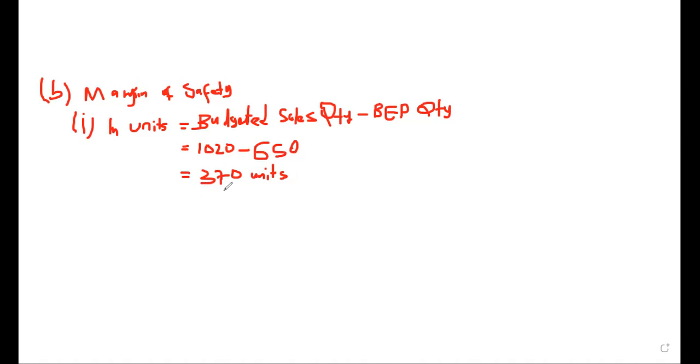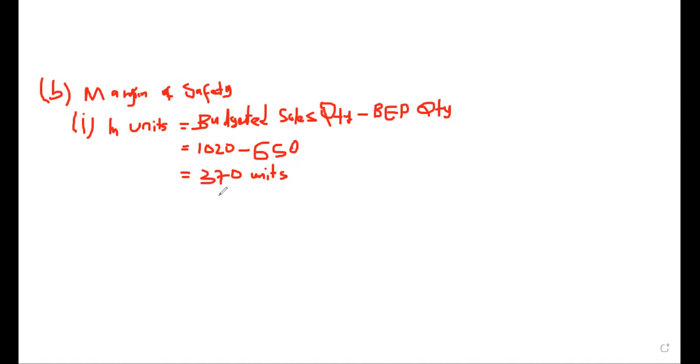But if we make less than 370, it means we'll start moving below the break-even point, which is 650. So the idea is that we make more than 650 units. First of all, we have to sell 650 units and over. Anything less than 650, we are not safe. So we can only be safe if we are able to sell 650 units and over that figure. So that's what it means.